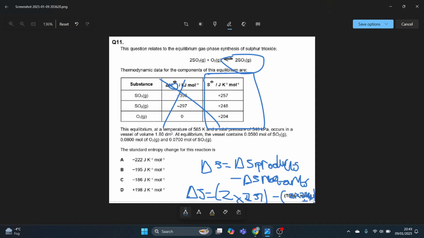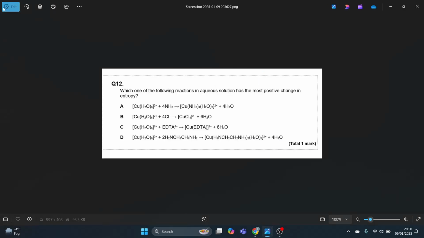Obviously, I can't just put that all in the calculator. I'm going to have to do 2 times 257 minus 2 times 248 plus 204. I don't want to make any math error on the calculator. And I should get minus 186 joules K to the power minus 1 mol to the power minus 1.